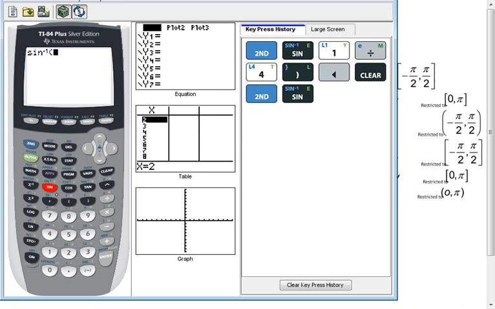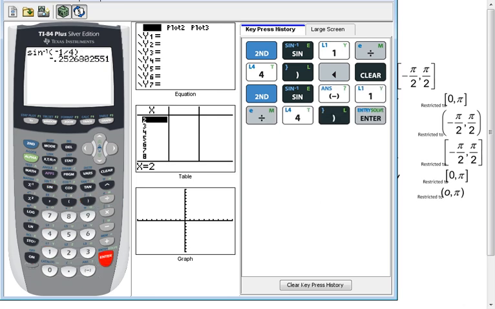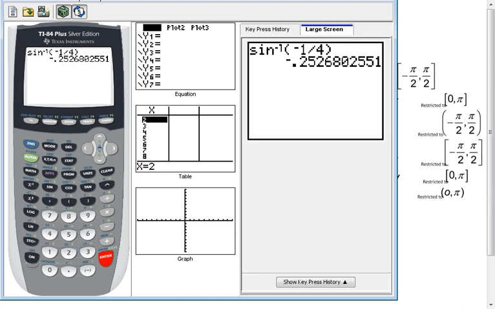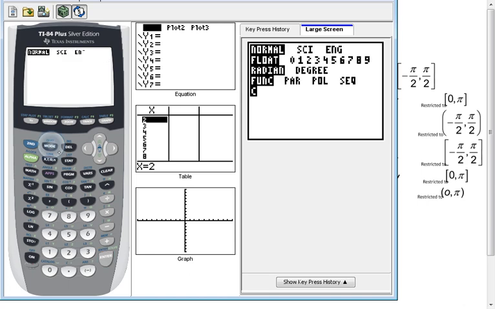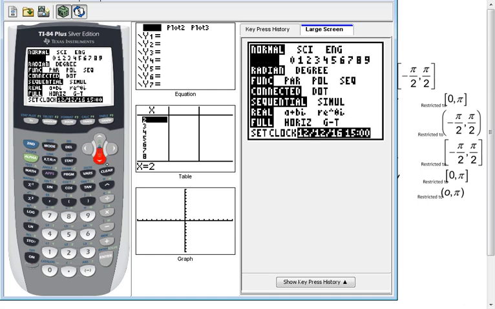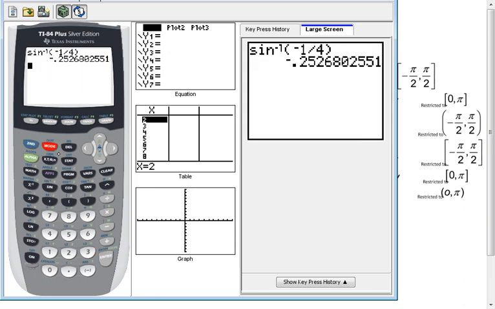Second sine of -1/4. And for my calculator, it spits out -0.2526, which is maybe different than what your calculator screen prints out. That's because my calculator right now must be in radian mode. So if you want your answers to spit out in degree mode, then you have to press the mode key and change it to degree. Hit enter, and now let's try it again. Okay, so inverse sine of -1/4 gives me -14.47 degrees.